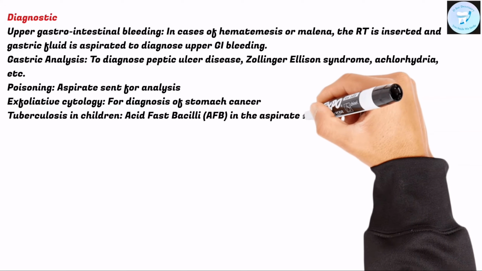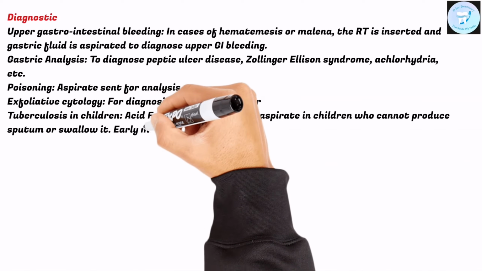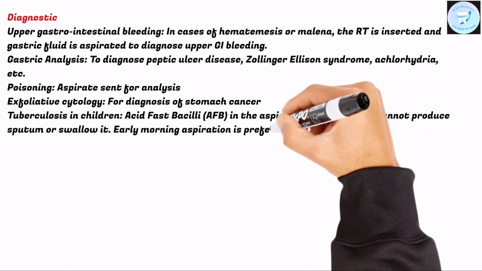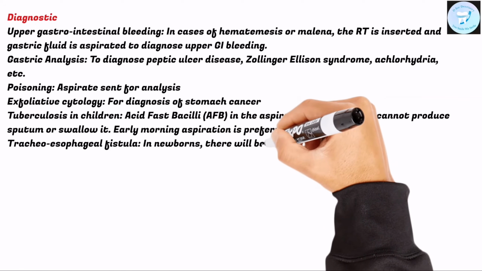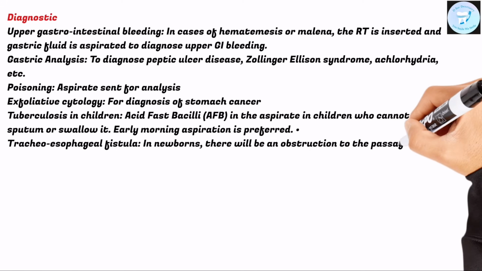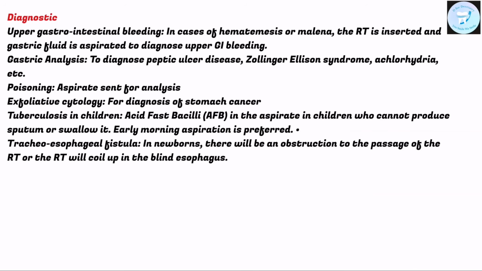Tuberculosis in children. Acid-fast bacilli is aspirated in children who cannot produce sputum or swallow it. Early morning aspiration is preferred. Tracheoesophageal fistula. In newborns, there will be an obstruction to the passage of the tube or the tube will coil up in the blind esophagus. Now therapeutic uses.